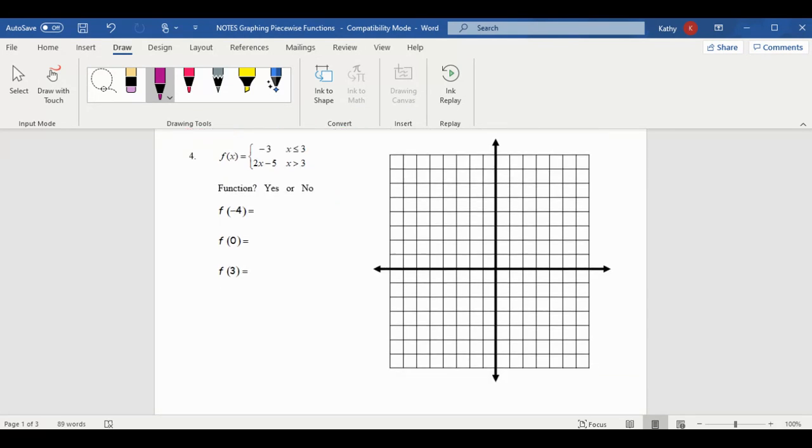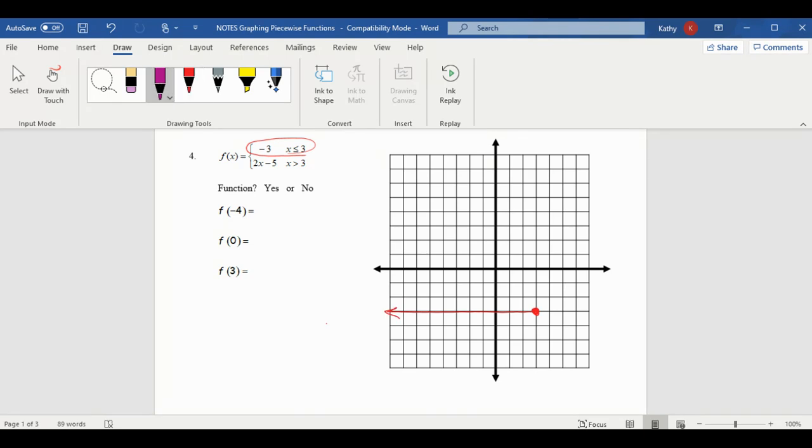Number 4. We look at number 4, our first graph of negative 3, which is a horizontal line at negative 3. We're only looking at that from negative infinity up to 3. So we're going to plug in 3, 1, 2, 3. We're going to be here at negative 3. But our line is everything to the left.